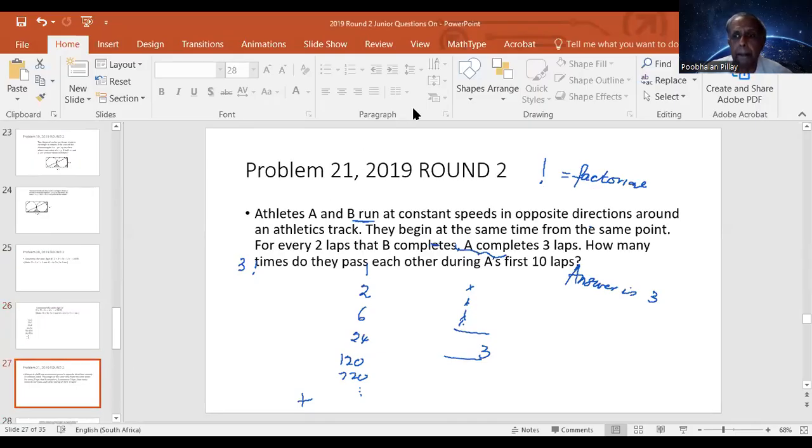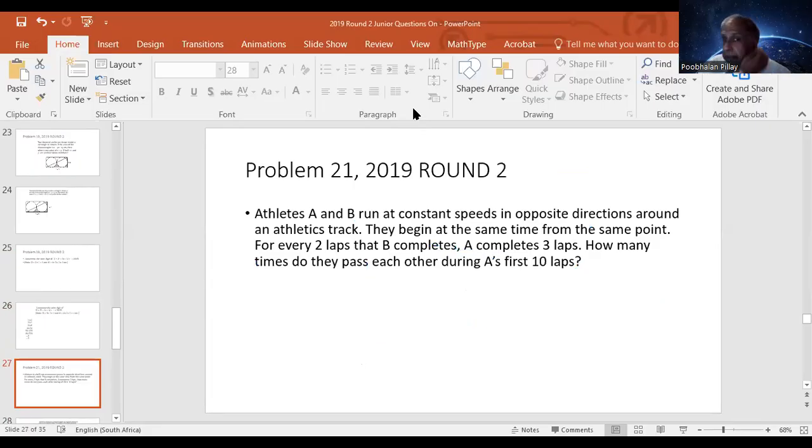Problem number 21. Athletes A and B run at constant speeds. Now it's getting more and more difficult as time goes on, as the numbers increase.